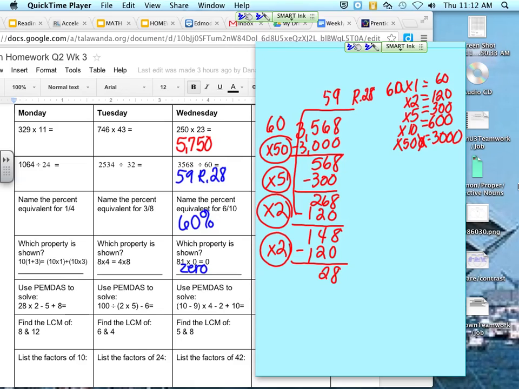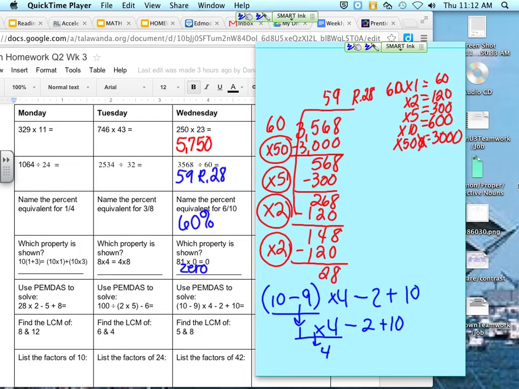Order of operations, I have in parentheses 10 minus 9, times 4, minus 2, plus 10. Do the parentheses first, which equals 1. If I rewrite the problem, we do multiplication next, which gives us 4. Rewriting the problem. Start from left to right. And we have 2 plus 10, which gives us 12. Okay?